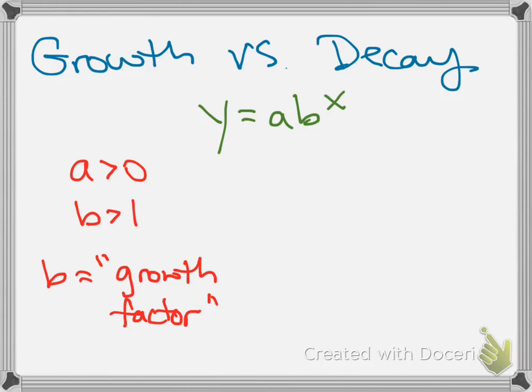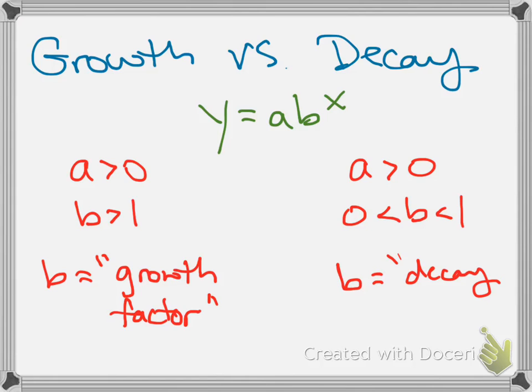We also said in the last video that if a was greater than 0, but b was between 0 and 1, then we would have exponential decay, and it probably won't surprise you too much that in this scenario we call b the decay factor, because it tells us how quickly our model is decaying.